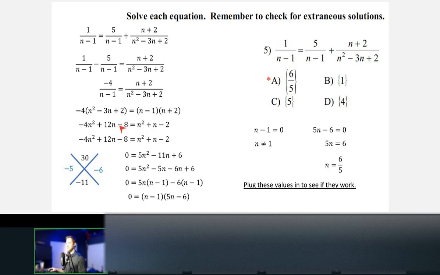Then from here, I move everything to one side. If you notice, I moved everything to the right, and that was to keep my n squared term positive. So I added 4n squared to both sides. I subtracted 12n both sides, and then I added 8 both sides to get this. From here, I then factored. So some of you, actually more than I want to say, factored this polynomial with leading coefficient other than 1, which is in this case a 5.